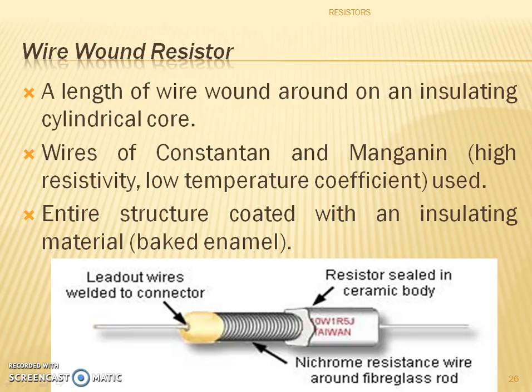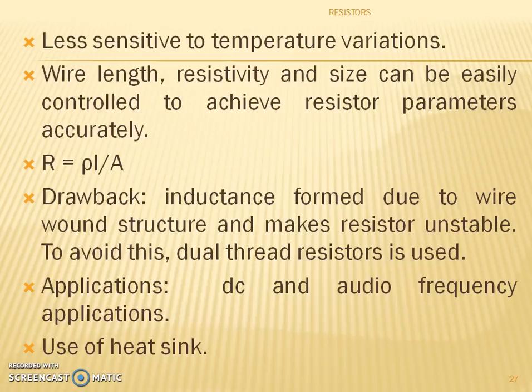In the case of the wire wound resistor, a length of wire is wound around an insulating cylindrical core. Wires of constantan and manganin, with high resistivity and low temperature coefficients, are used. The entire structure is coated with an insulating material, baked enamel. The picture is shown here. It is less sensitive to temperature variations, while length, resistivity and size can be easily controlled to achieve resistor parameters accurately. The drawback is inductance formed due to the wire wound structure, which makes the resistor unstable.